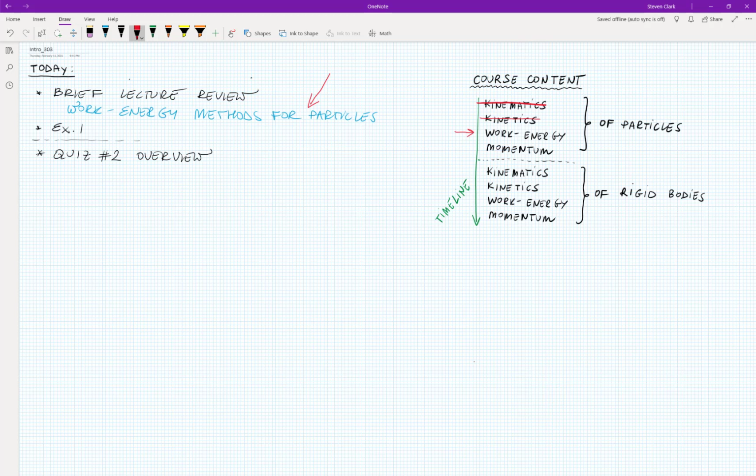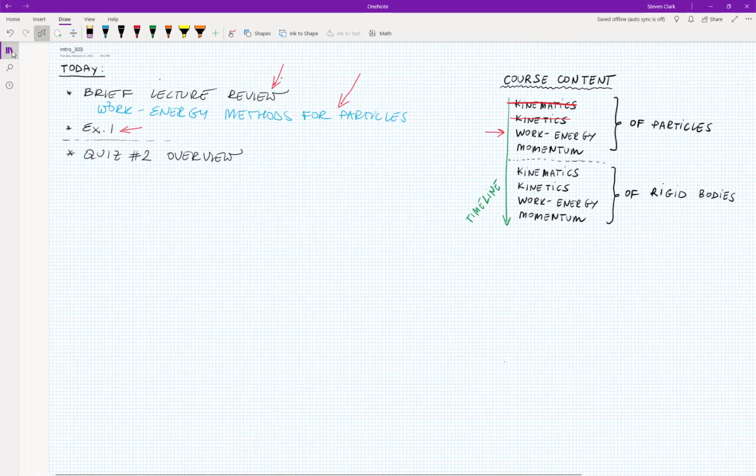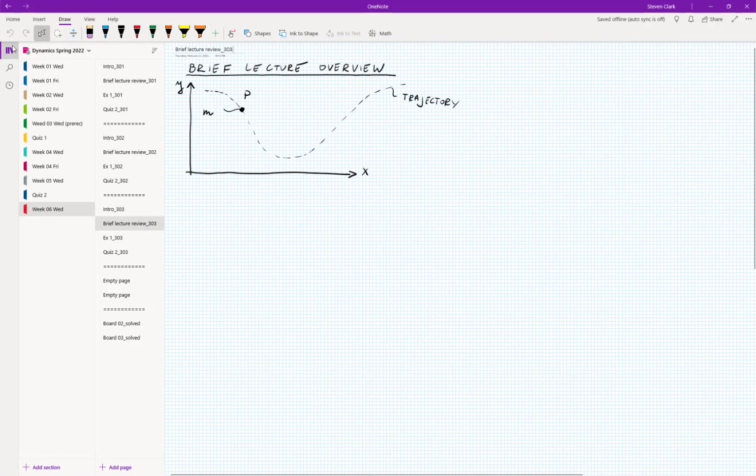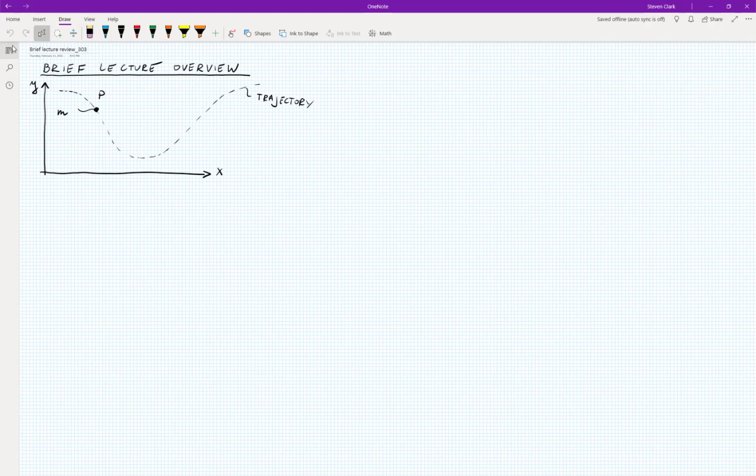Okay, so plan for today is following. We will start with a brief lecture review. Then we'll do one example. And then if time allows, we will do quiz 2 overview. Okay, this is plan for today. So let's do brief lecture review.